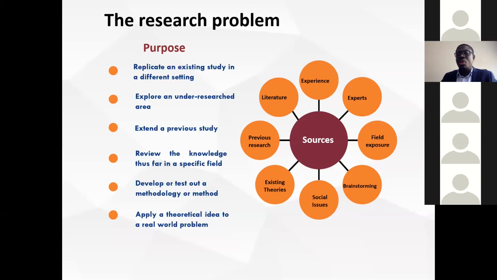Then existing theories. There are a number of theories that you may want to test to see whether in reality they hold true. Then your own previous research. Maybe you may have done some research when you were doing your master's or at the undergrad level. You want to extend it. Then the literature. For me, the literature is one very important source of research topics or research problems. And I always advise students, when they bring me their proposal, I ask them, have you read the literature? For me, that is the first point. That will help you to identify the gaps and the areas that need further inquiry.